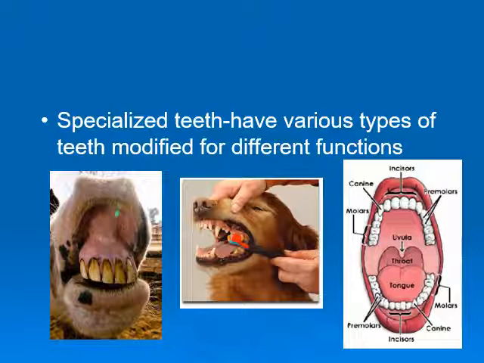So we have different teeth in our mouth. That's going to be different than some other organisms. Reptiles, for example, all of their teeth are pretty much the same. They're all pretty much sharp throughout their mouth. So we have specialized teeth because we eat a number of different things.